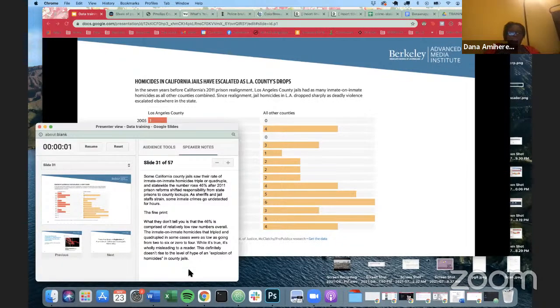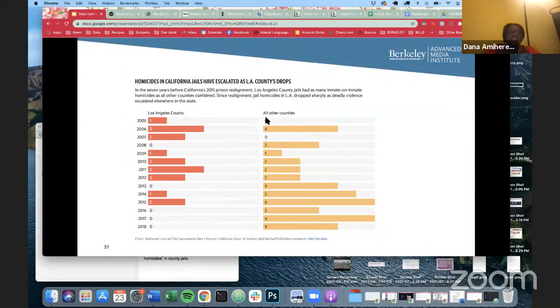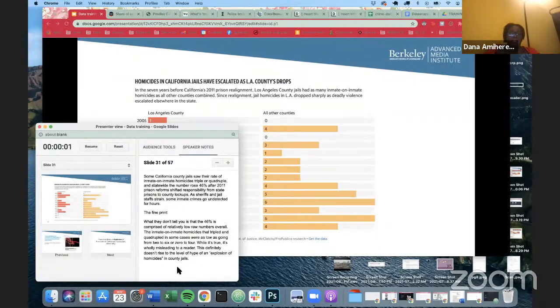So those are your very, very small population that we're talking about. If you add all of these numbers up, they don't even add up to 50. So it's a very small population, a very small data set that you're working with. So while what they're saying is true, it's not necessarily ethical. It's not necessarily on the up and up.